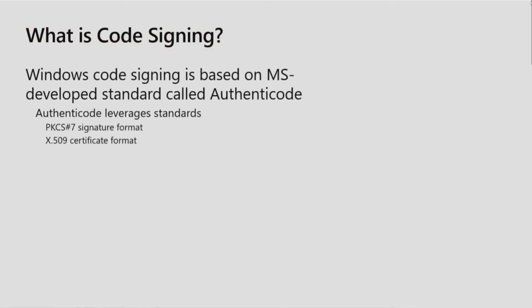So let's start off today and talk a little bit about what is code signing. For Windows, code signing is based off the MS developed standard, which is called Authenticode. And that Authenticode standard really leverages PKCS signature format combined with the X509 certificate format.